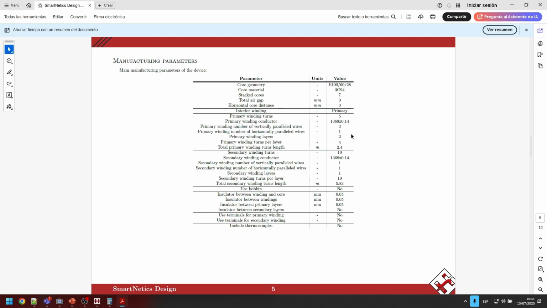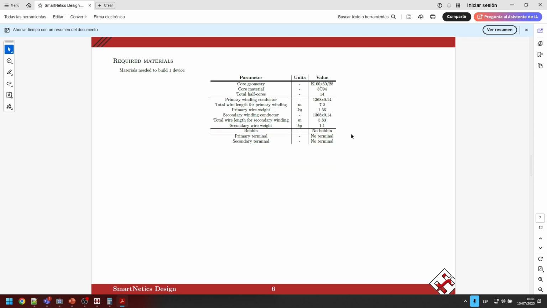We can even know the wires of the primary and secondary side, whether we are going to use a bobbin or not. You even have access to the meters or kilograms of wire you need to buy if you want to reproduce the design for primary and secondary, the numbers of cores, the materials that you're using, everything you have access to in here.